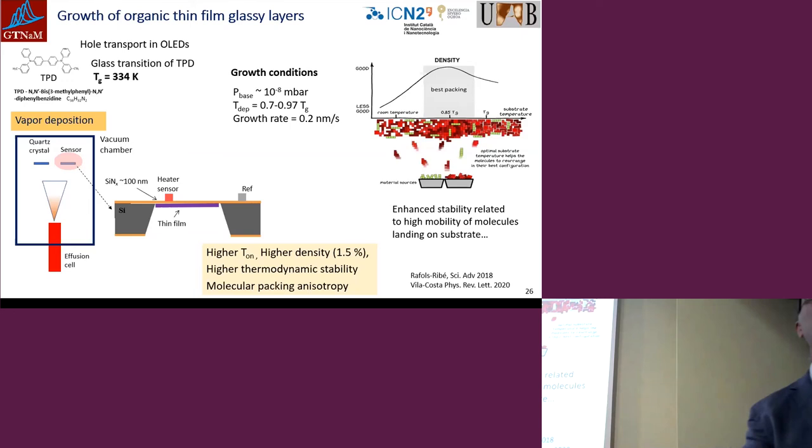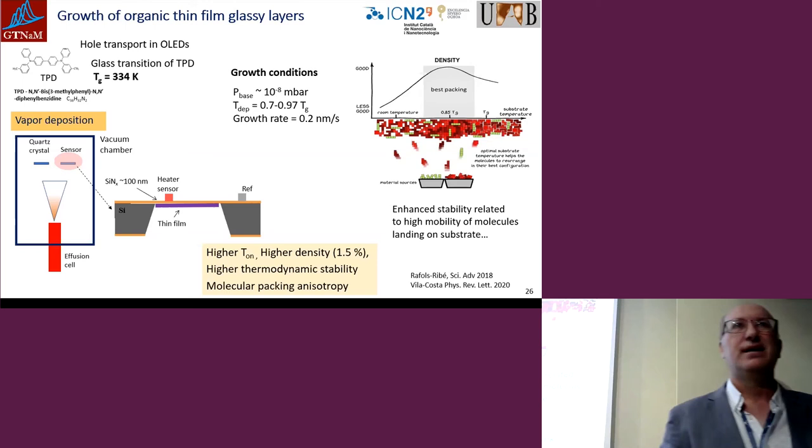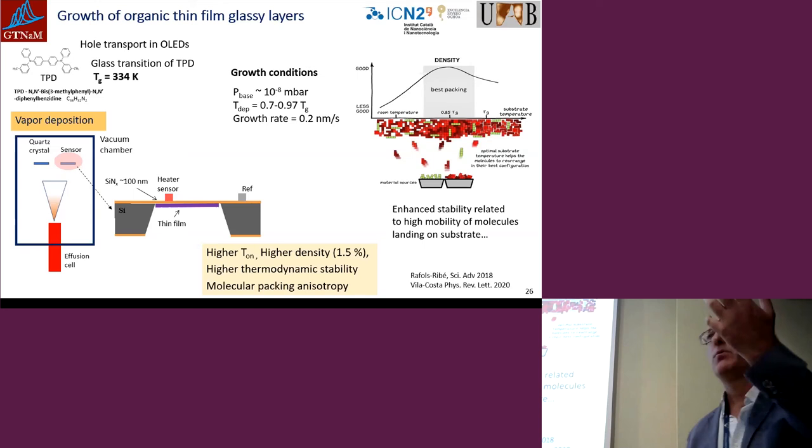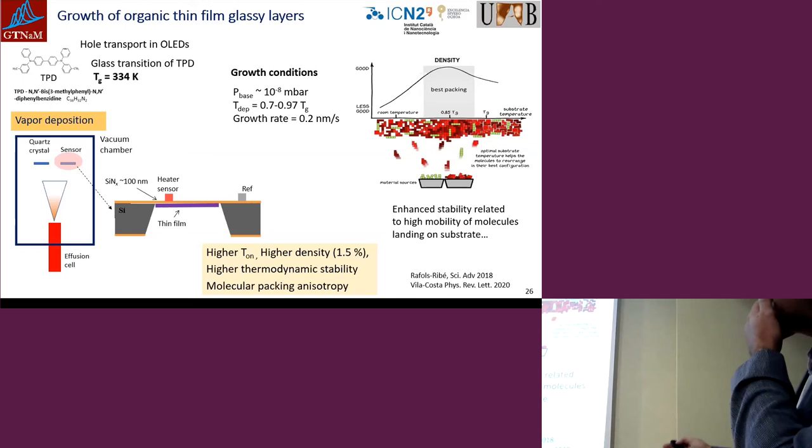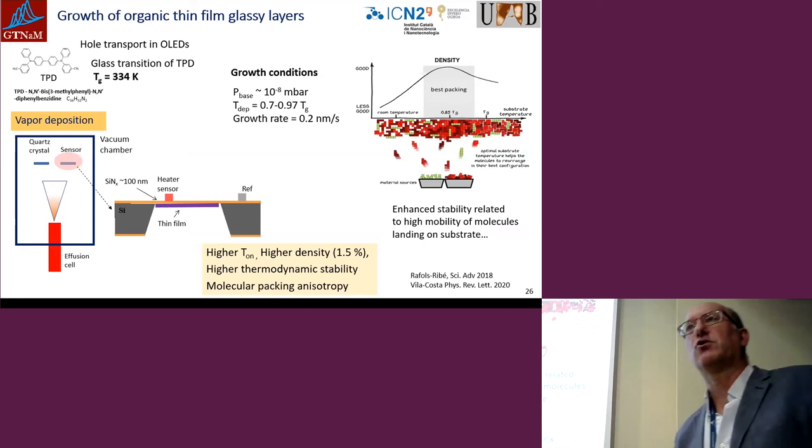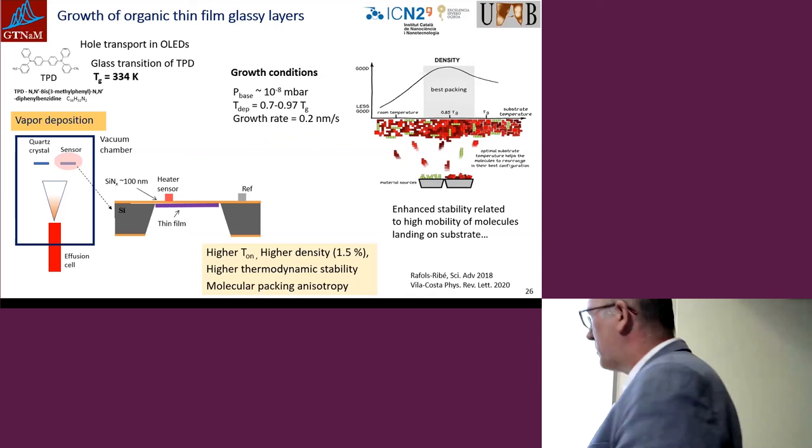Remember that these are not crystals, these are glasses, so they show glass transitions. The molecules are disordered, but in spite of this disorder, they show molecular orientation, and we can change their density by quite a high amount by playing with the temperature and with the deposition rate. This is a field in itself called the ultra-stable glasses field of research, in which we can explore these glasses that have outstanding properties with respect to other glasses: higher density, higher stability, and this molecular packing anisotropy.